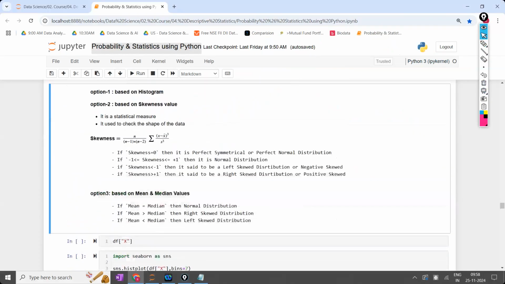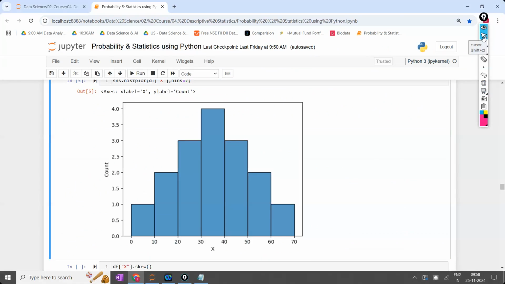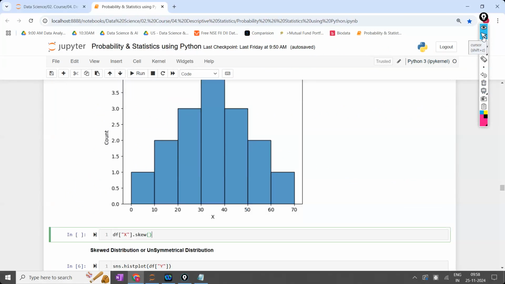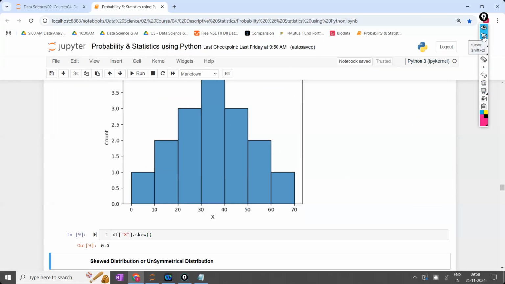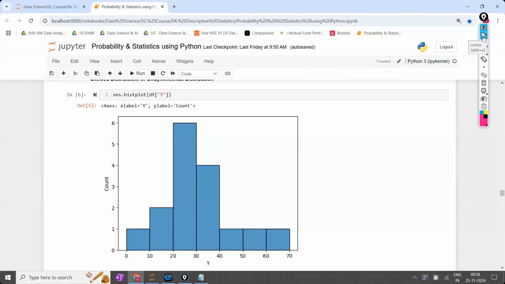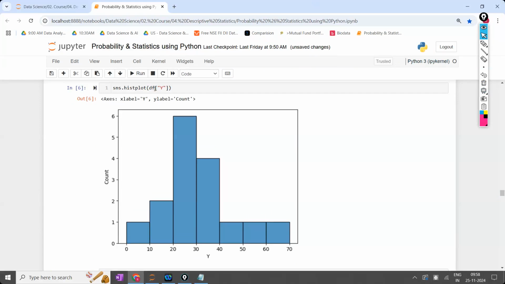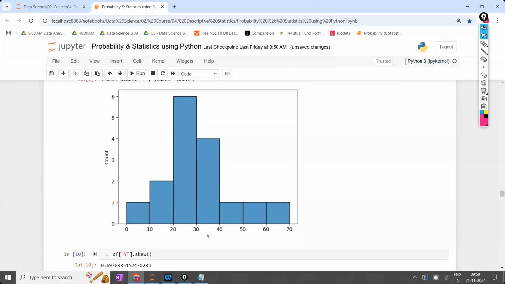Earlier we completed this one, X. From the histogram, you said X is a symmetrical distribution, which is normal distribution. I'm checking the skewness. See, what is the skewness value? 0. Now, from this, is it left skewed or right skewed? You said earlier that Y is right skewed. Now just observe the skewness value also. For the same Y column you considered, from the histogram you say it is right skewed, and from the skewness value, 0.69.